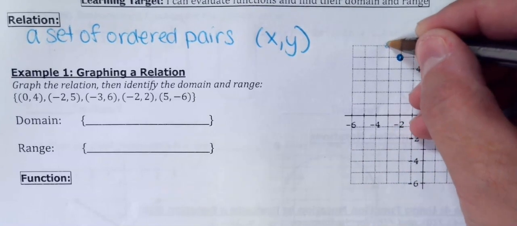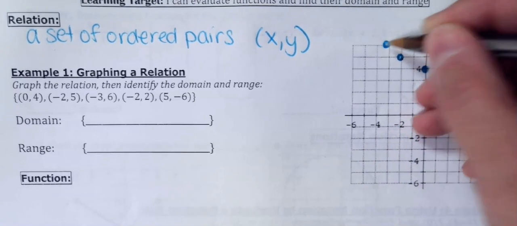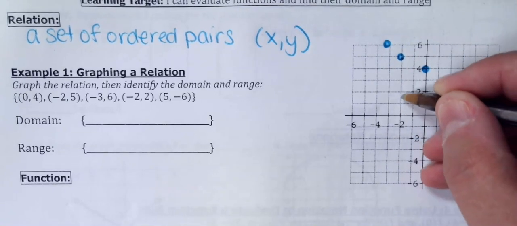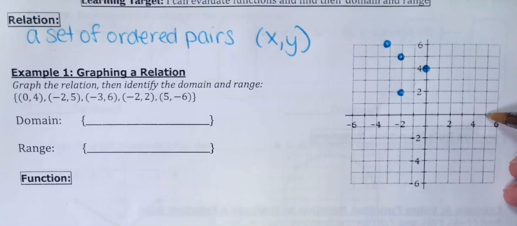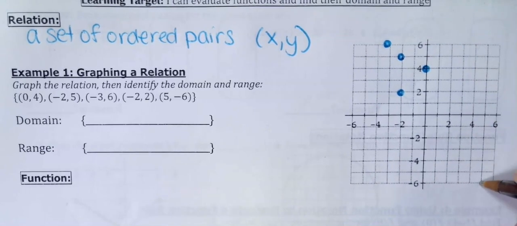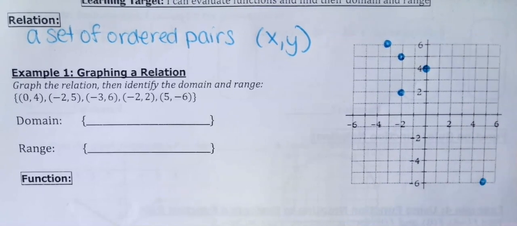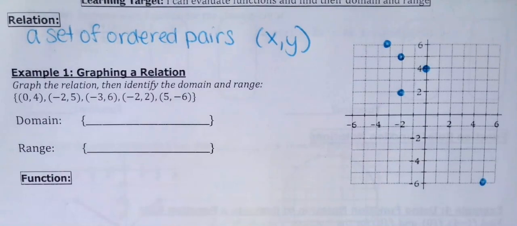I've got negative 3, 6. I've got negative 2, 2. And I've got positive 5, negative 6. So they should all fit on the graph. Literally just plotting points. And please don't be tempted. Somebody always is. They want to play connect the dots and like draw line segments between the points. Don't do that. If you're asked to graph a relation, just literally just graph the points.